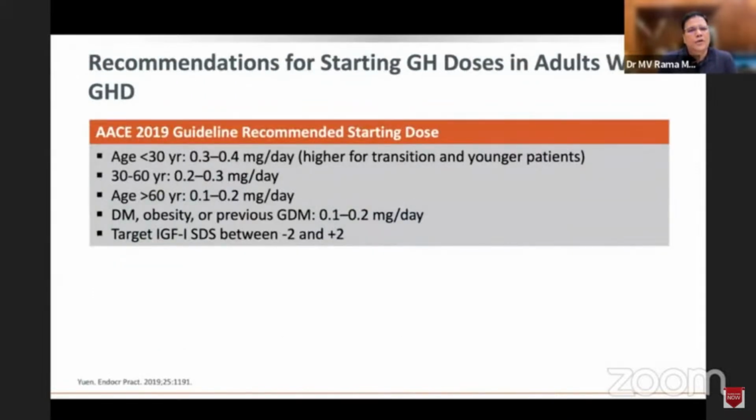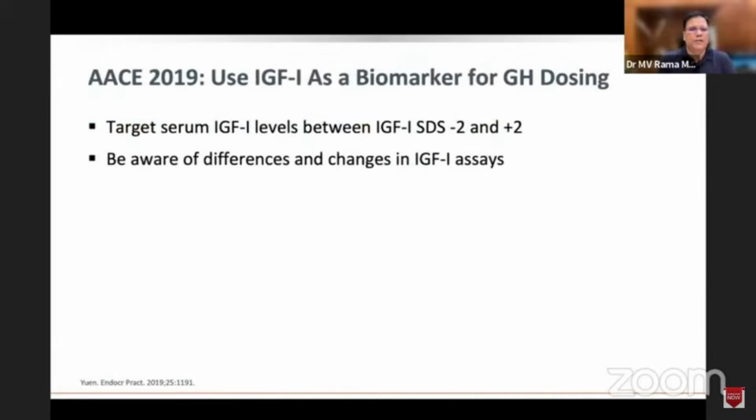And the recommended doses are, if the age is less than 30 years, we go with 0.3 to 0.4 mg per day. If 30 to 60 years, we go with 0.2 to 0.3 mg per day, or 2 to 5 microgram per kg body weight. If the age is more than 60 years, 0.1 to 0.2 milligrams per day. In diabetes, obesity, and previous GDM, you still go with low doses. And the target IGF-1 should be between -2 to +2 standard deviations for the given population.